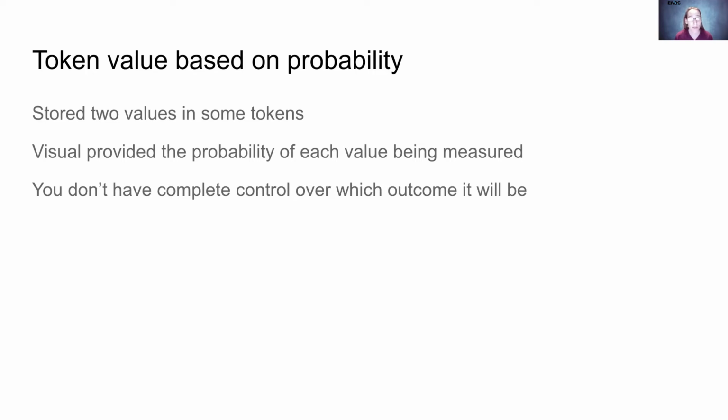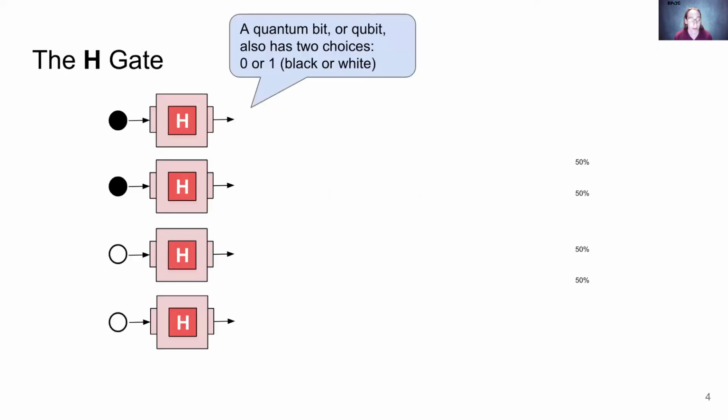And we provided you a visual that was the probability of each value being measured, and you didn't have control over which outcome it would be. All you had was the information about the probability. The same is true in quantum. So in quantum, we have something called a qubit, hence the name of the game. And it holds one piece of information in a quantum system. And it can be either a 0 or a 1, and we'll depict that as black or white.